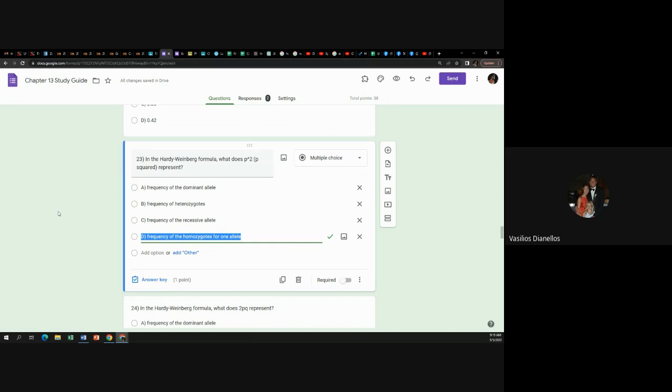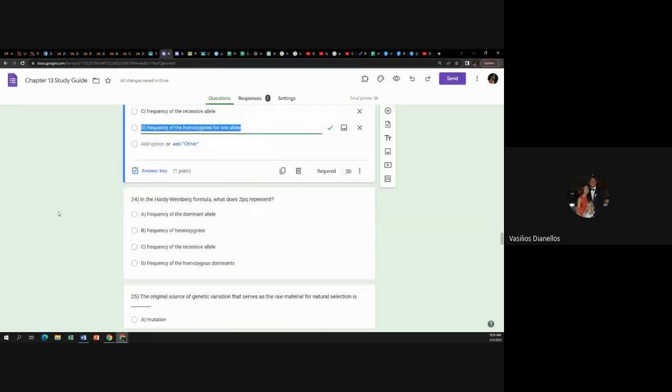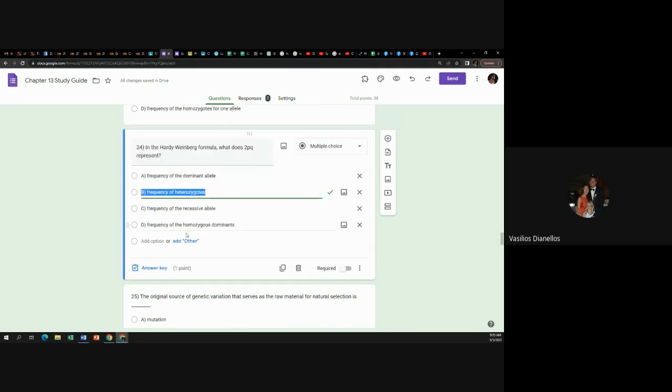On the same note, in the Hardy-Weinberg formula, what does 2pq represent? And that is simply the frequency of heterozygotes. That's just something you have to memorize. I don't have a good way to help you memorize it, but that's what it is. Any questions?